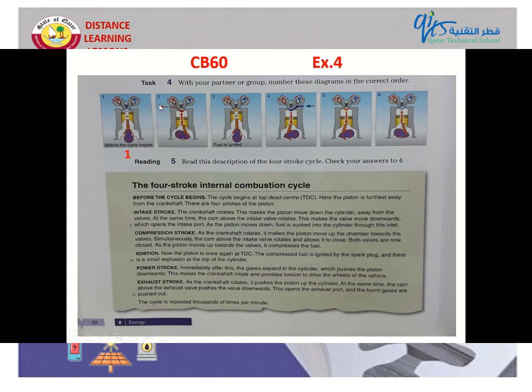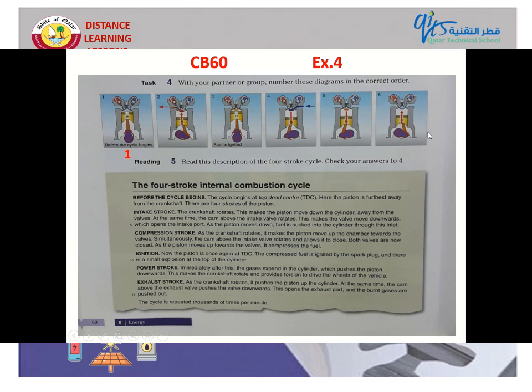So now here we have 5 options left. So now let's see. Intake stroke, the crankshaft rotates. Now let's go back to our options and see if we can eliminate a picture or pictures that do not satisfy this sentence. As you can see here, we have this picture number 3. Here, the crankshaft does not rotate, so it's not one of the options here. So we are left with 4 options.